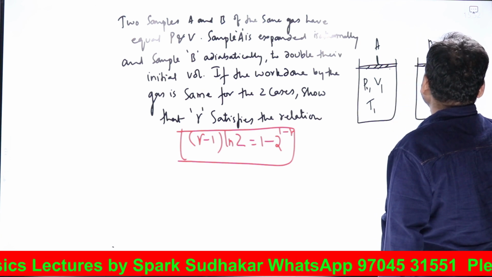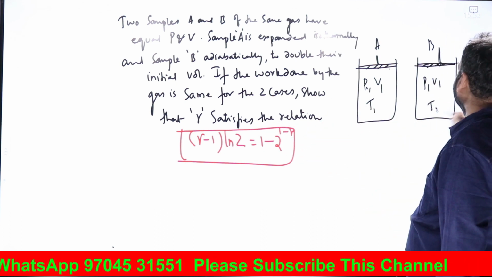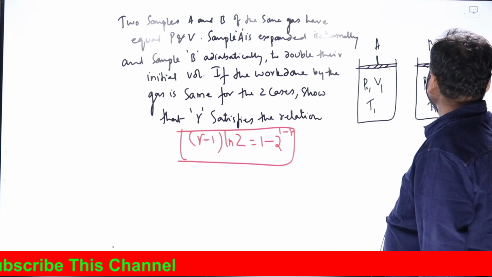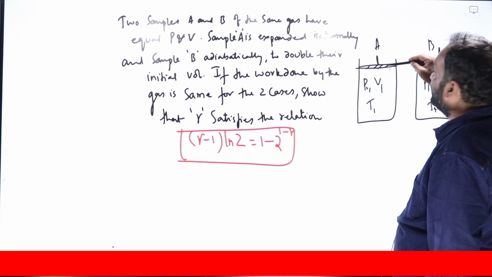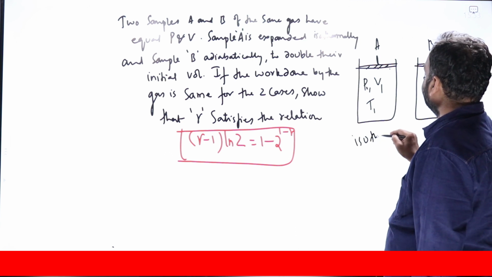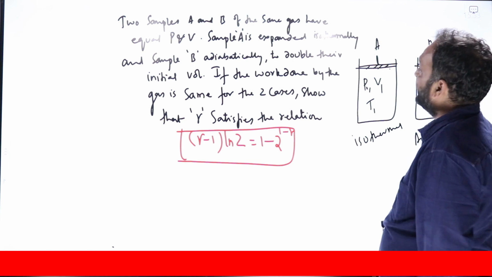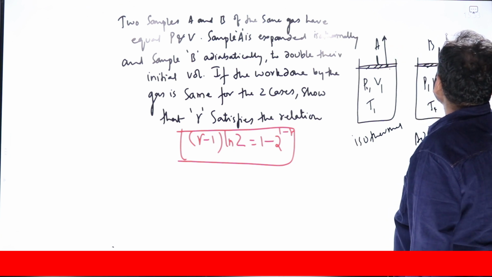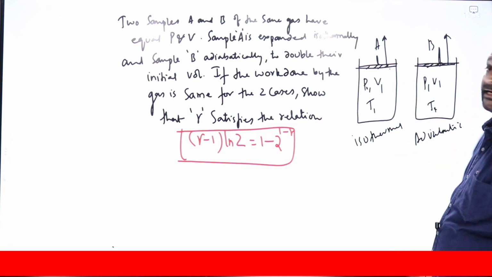Here also P1, V1. When P and V are the same, PV equal to nRT, so temperature also should be the same. Here this one is also T1 only. Now sample A is expanded isothermally and sample B adiabatically. This is isothermal expansion, this one is adiabatic expansion to double their initial volume. Means this piston got pushed up to double its initial volume, and this gas also got pushed up to double its initial volume. Only thing is this is an isothermal process, this is an adiabatic process.